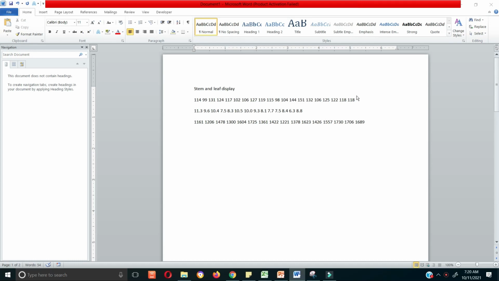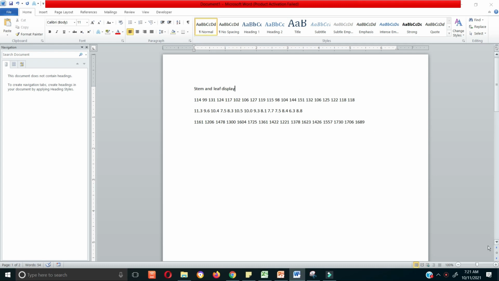Welcome back to this final part of chapter 2. So basically I'm going to be showing you how to construct a stem and leaf display. We've seen how to do frequency distributions using bar charts and pie charts, how to visualize frequency distributions using Excel. But with stem and leaf displays, you can achieve the same thing by hand.